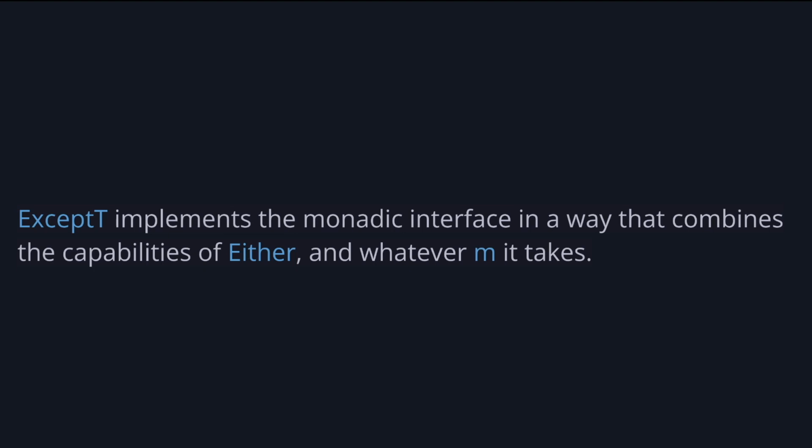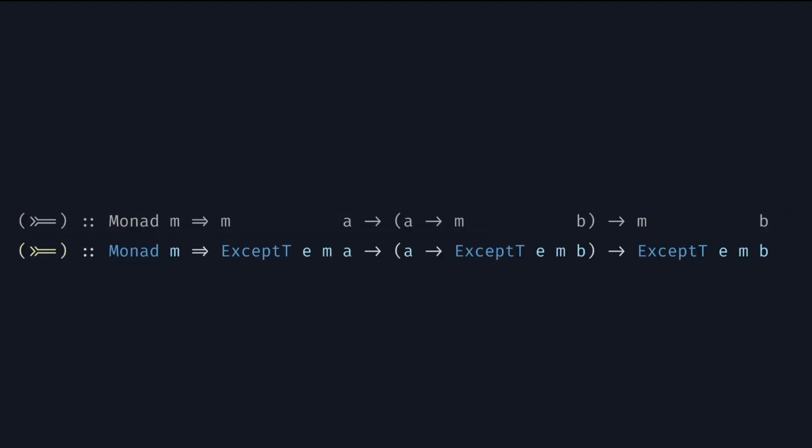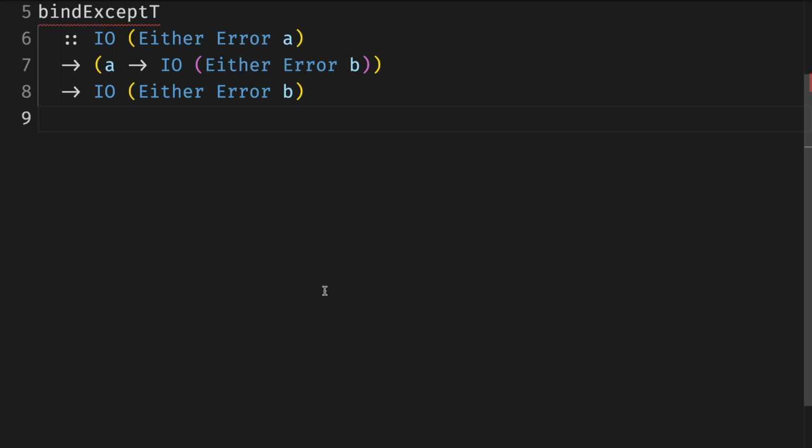Because ExceptT E M has a monad instance, a specialized version of bind would look something like this. It takes an ExceptT, it takes a function from an A to another ExceptT, and returns an ExceptT. And note that M in the specialized version still needs to be an instance of a monad. Let's try to implement bind manually to see how it works.